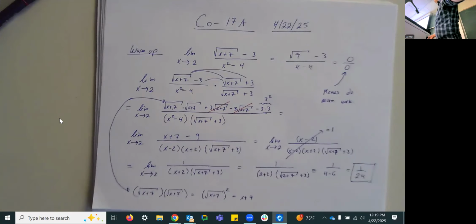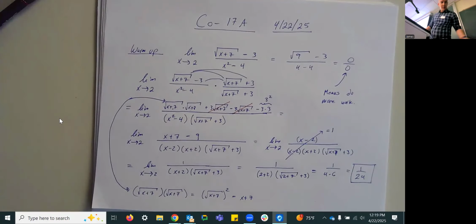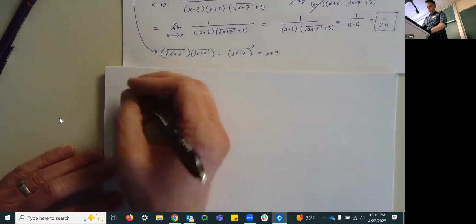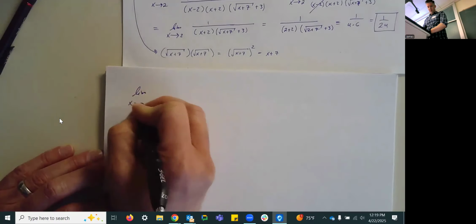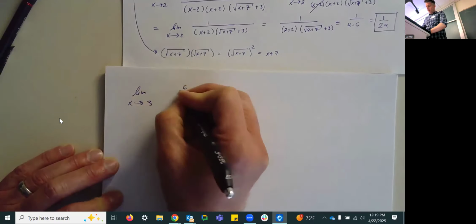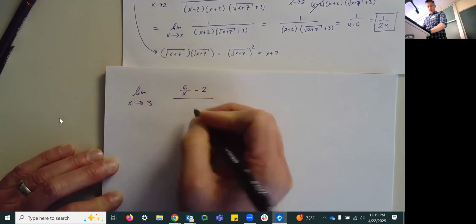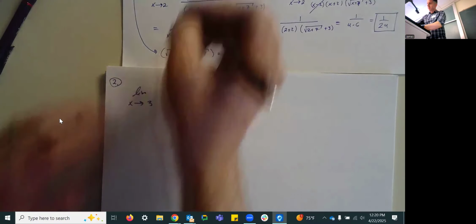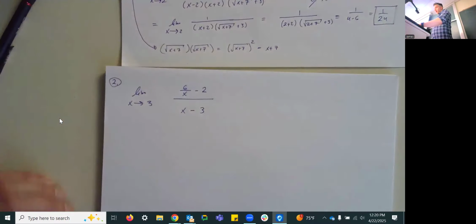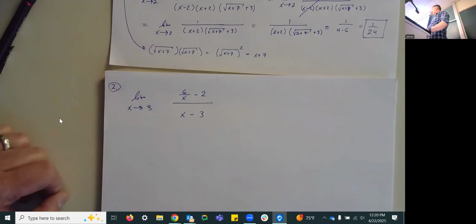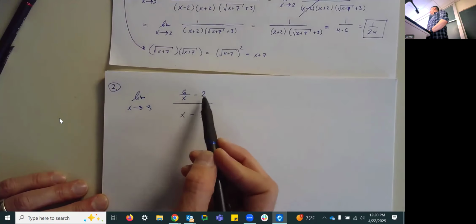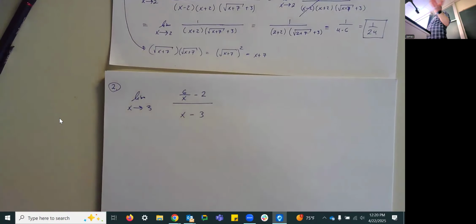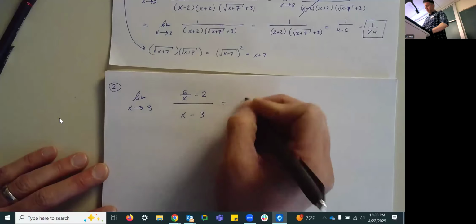All right, there's one more kind of algebraic thing we do with 0 over 0 types of limits typically. Let's look at this example. The limit as x approaches 3 of 6 over x minus 2 over x minus 3. Put some numbers on these things. Not surprisingly, if we were to plug in 3 for x, on top we'd get 2 minus 2, which is 0. On the bottom, we get 3 minus 3, which is 0. So we've got problems. Got 0 over 0 means we've got to do something.